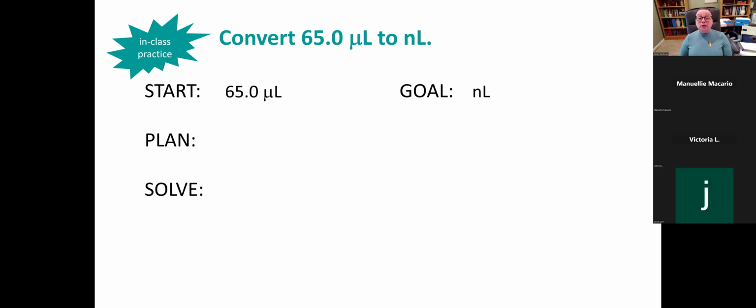All right, so now we need a plan, right? We need to think about it. Do we have a direct path from microliters to nanoliters? Let's see. So if you've got a direct path, you should be able to write down this equals that with those 2 units involved in it. So there is a path, but it is not a direct path.